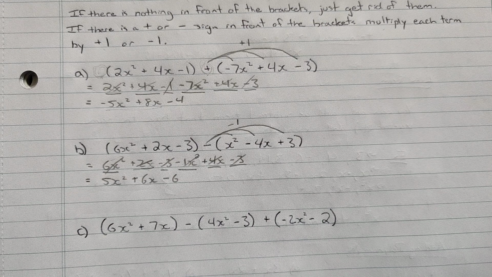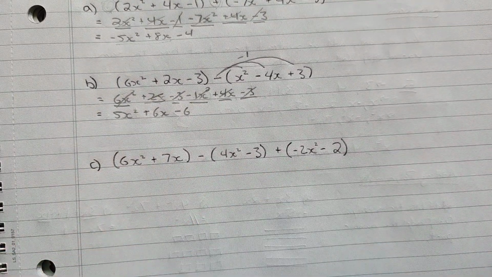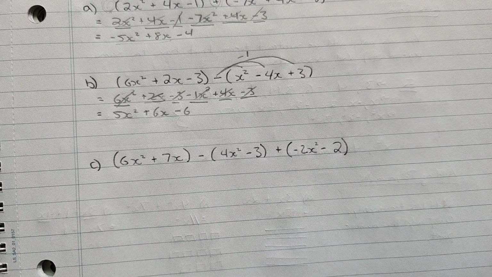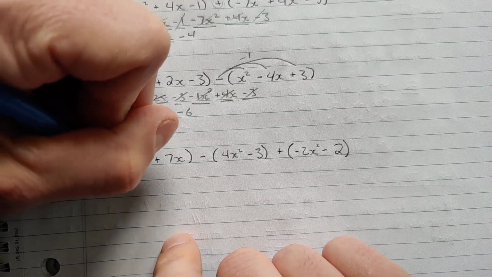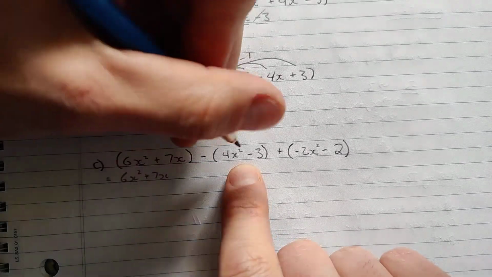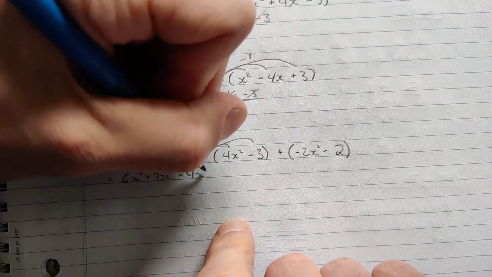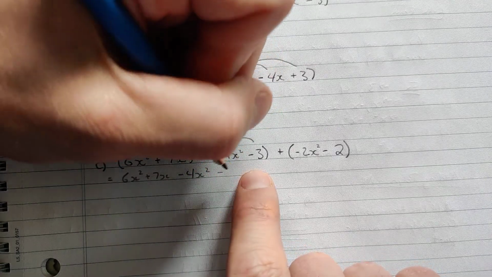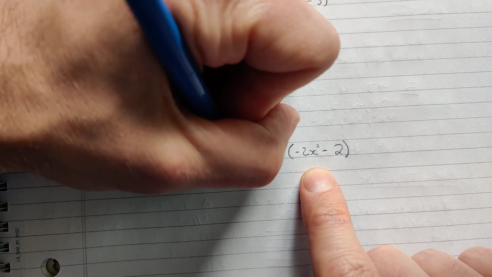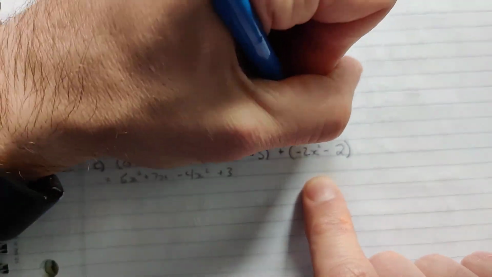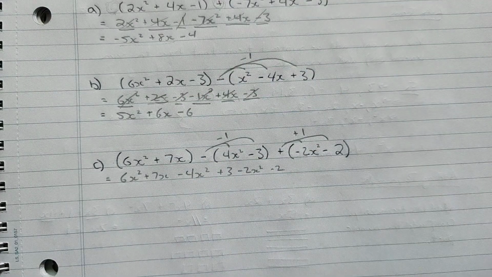And finally, the same process works if you got 3 terms. Or 3 polynomials here. So I got polynomial, polynomial, polynomial. Again, same process. Drop the brackets because there's nothing out front. Multiply each of these by -1. So I'm going to get -4x squared plus 3. Two negatives make a positive. And then the last one here, I'm going to multiply everything by +1. So I'm just going to stay the same with 2x squared minus 2.